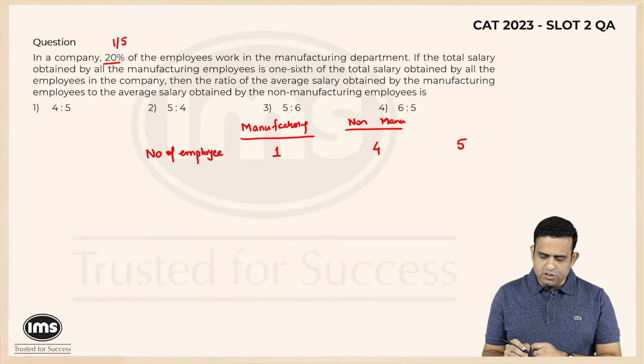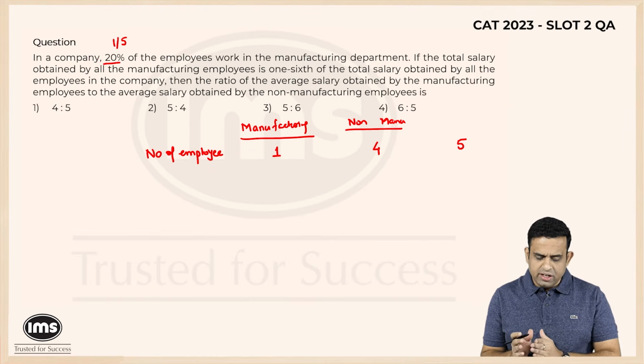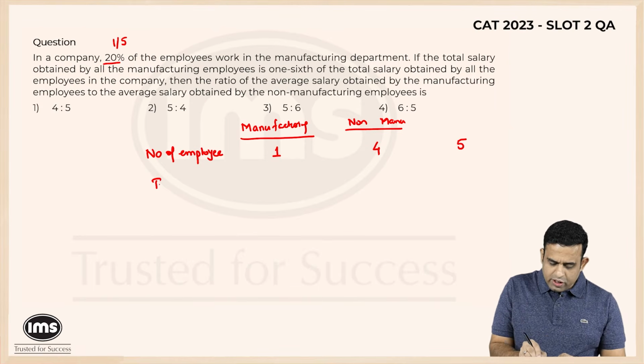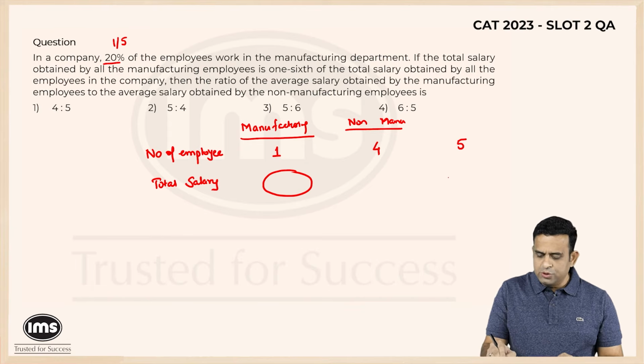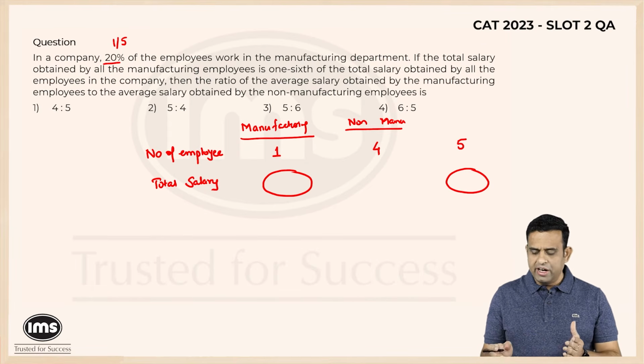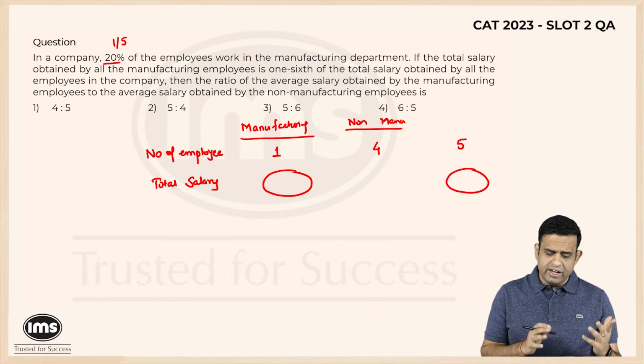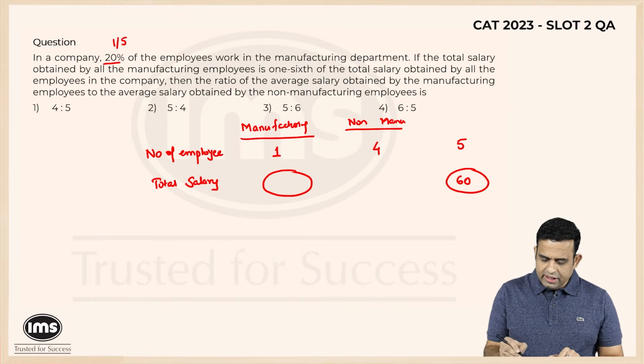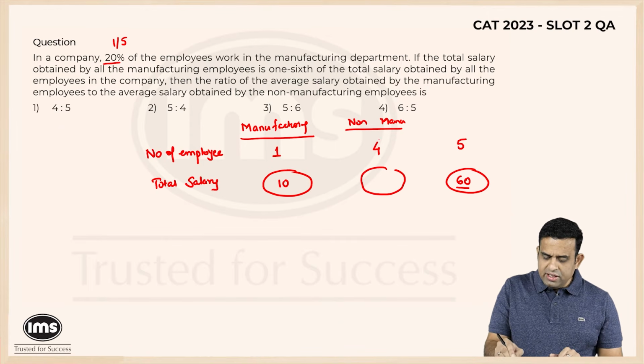What about the second one? The second one talks about the total salary obtained by all the manufacturing employees being 1/6 of the total salary of all the employees in the company. So if I look at the total salary, the amount received by the manufacturing employees is 1/6 of this particular number. So we can take this number to be some multiple of 6. For convenience, we can take this number as 600, we can take it as 60 and whatnot. Suppose I take this number as 60, then the total amount received by the manufacturing people happens to be 1/6 of this number, giving you 10. That means the salary received by the non-manufacturing ones becomes equal to the remaining, which is 50.